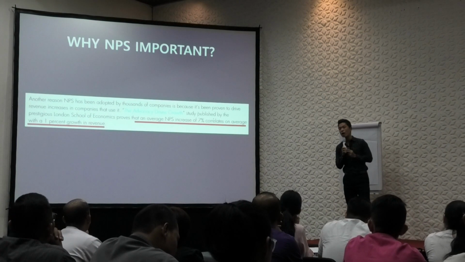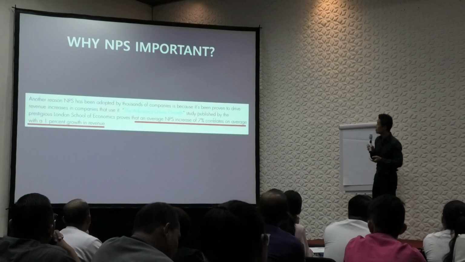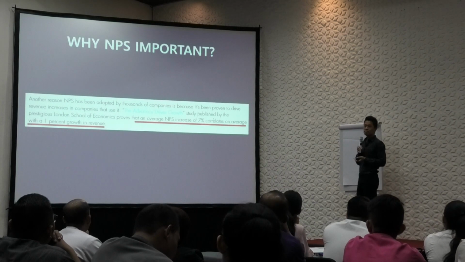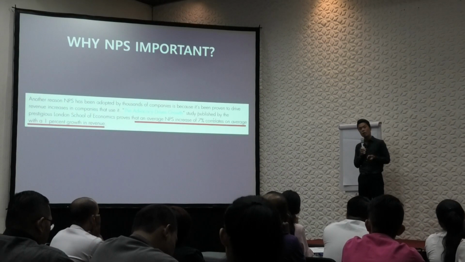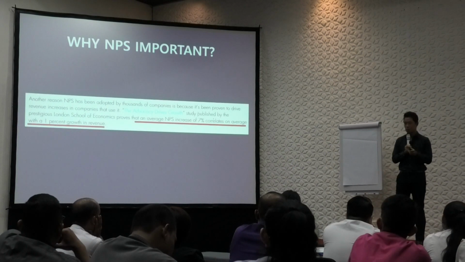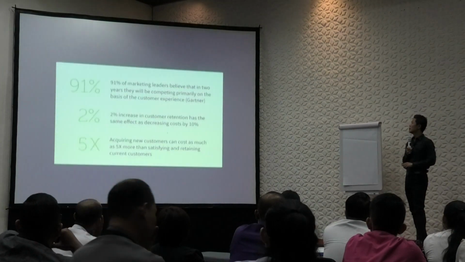So if our NPS is 50, we just need to increase our NPS score by 3.5. If we increase by 3.5%, our revenue will increase by 1%. Okay? This is unbelievable. Okay? Very good. So we have to care about NPS.